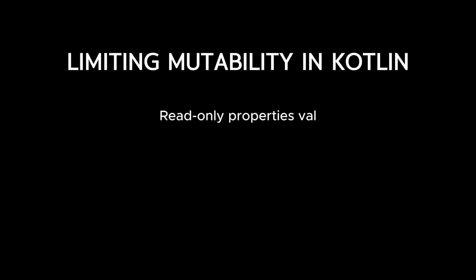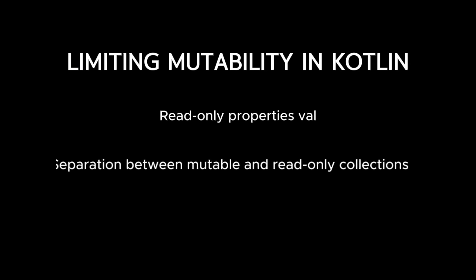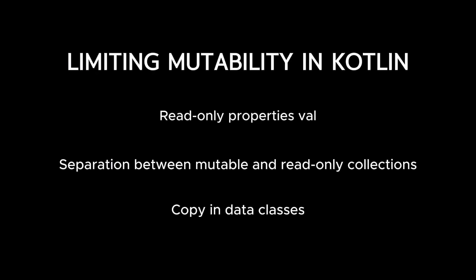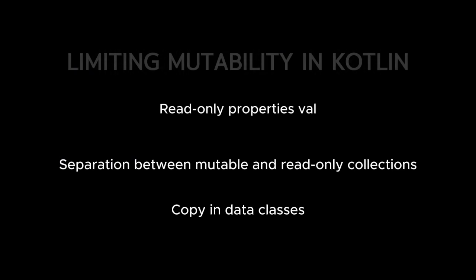Limiting mutability in Kotlin. Kotlin is designed to support limiting mutability. It is easy to make immutable objects or to keep properties immutable. This is a result of many features and characteristics of this language, the most important of which are read-only properties val, separation between mutable and read-only collections, copy in data classes. Let's discuss these one by one.